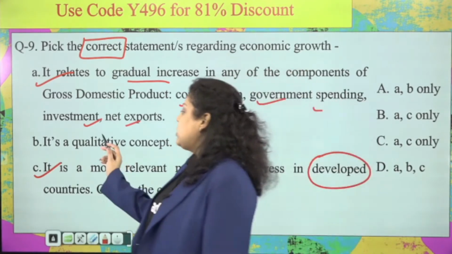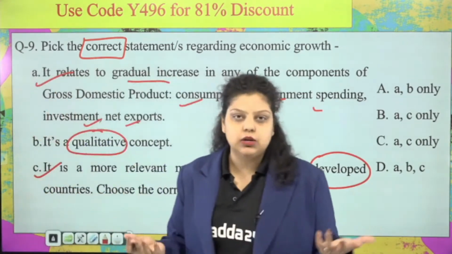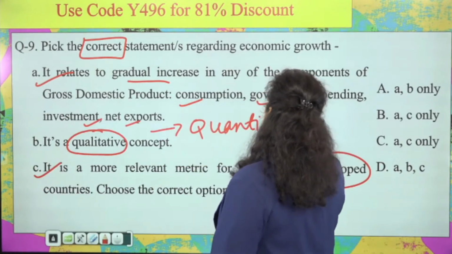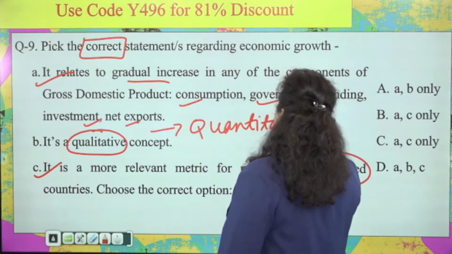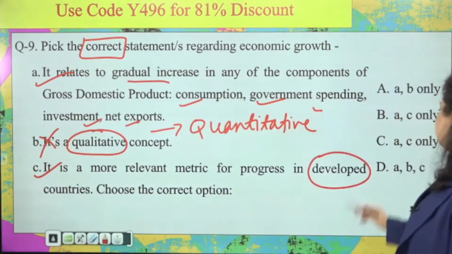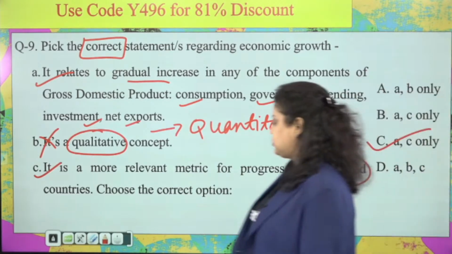Right, but the B option is not correct because it is talking about qualitative. We are not providing quality in economic growth. We are providing quantity. So it is a quantitative concept, and the B option is not correct. So A and C will be correct. The right answer will be your C option. Okay, the right statement will be your C option. Done. Next.